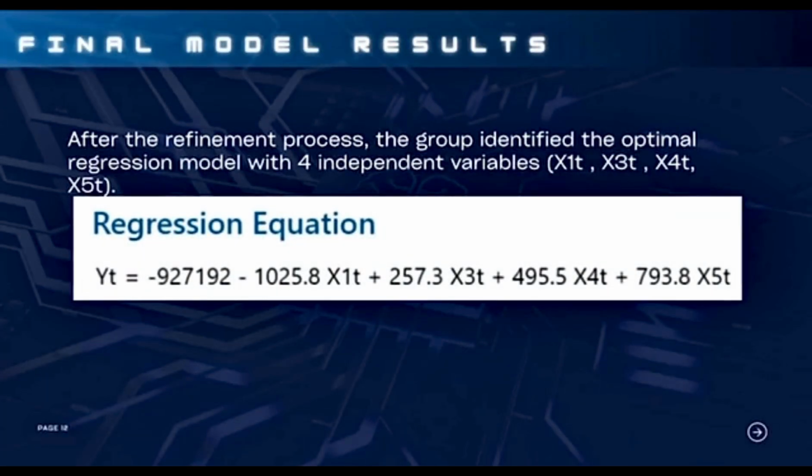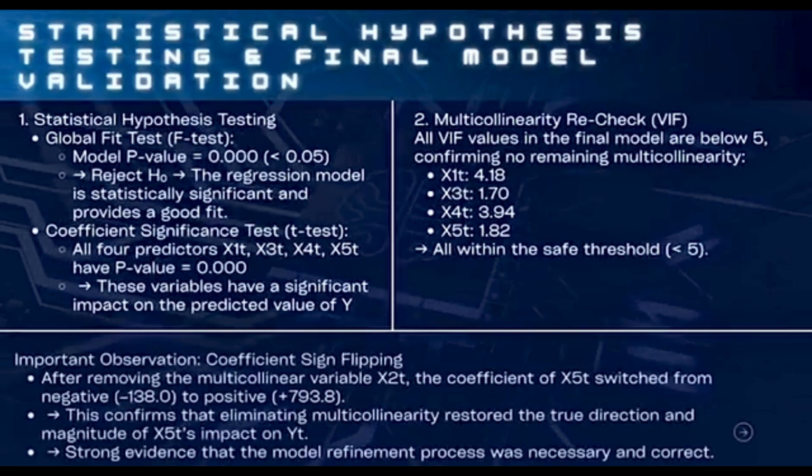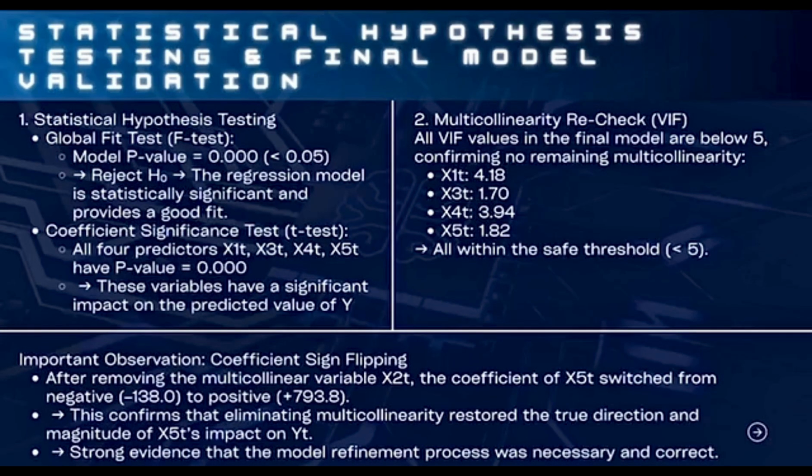After refinement, we established our optimal model with 4 independent variables: x1, x3, x4, and x5. Finally, we validate the model by statistical testing. All 4 variables now have a p-value of 0, confirming they are statistically significant predictors. And by multicollinearity VIF, all the VIF values in the final model are below 5, confirming no remaining multicollinearity.